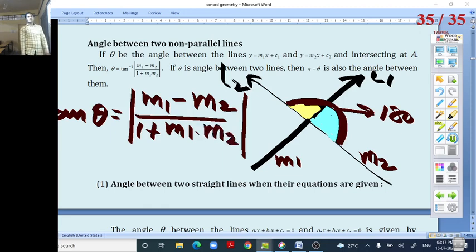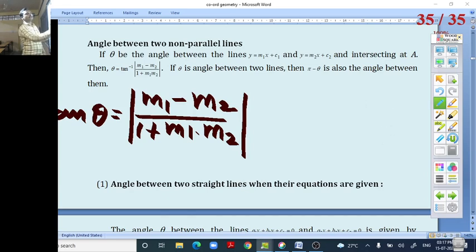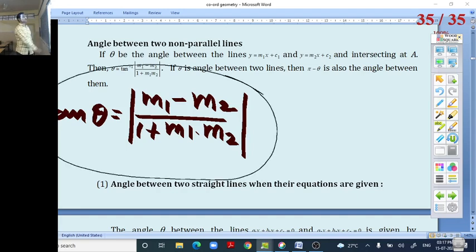m1 into m2. You can observe this and you will get more clarity, the two lines L1 and L2 with the slopes m1 and m2, as you observe in the figure. The tangent of the angle between the two lines is given by the modulus of m1 minus m2 divided by 1 plus m1 m2, which will be further written like this: theta equals tan inverse of the modulus of m1 minus m2 divided by 1 plus m1 m2.